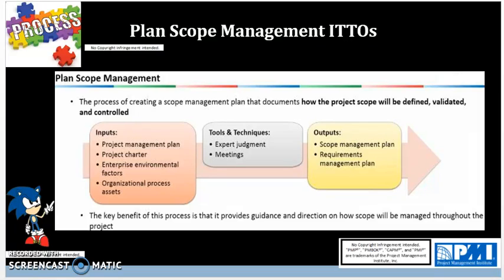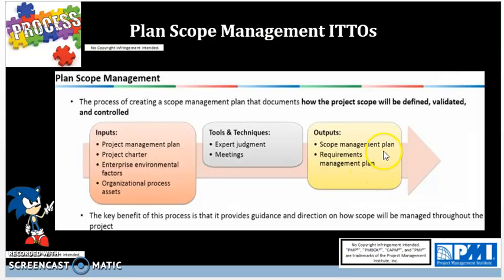And that's really important. So the output now is going to be the scope management plan and requirements management plan. So the whole point of doing all this is to get these outputs, but also the key benefit of this process is that it provides guidance and direction on how scope will be managed throughout the project. Both of these plans as the output will do that. Well, let's take a look exactly what these two plans have.